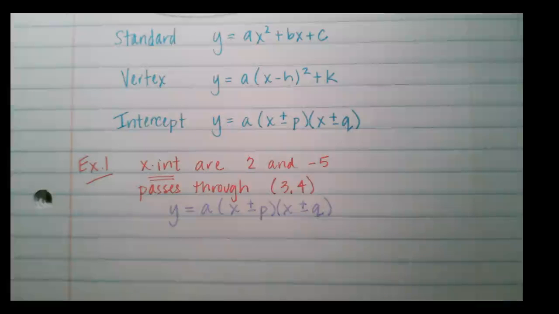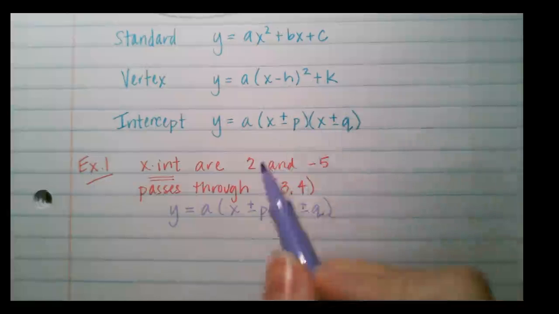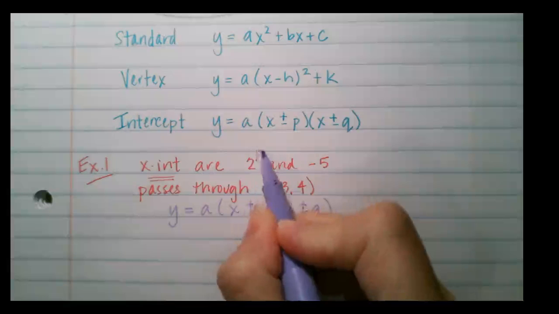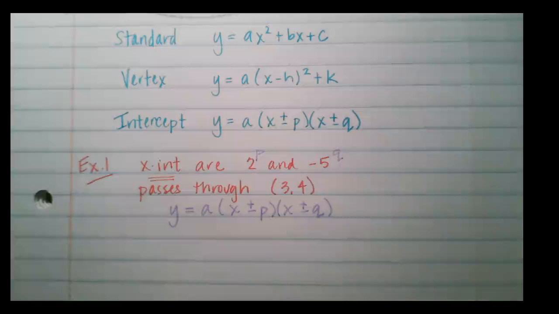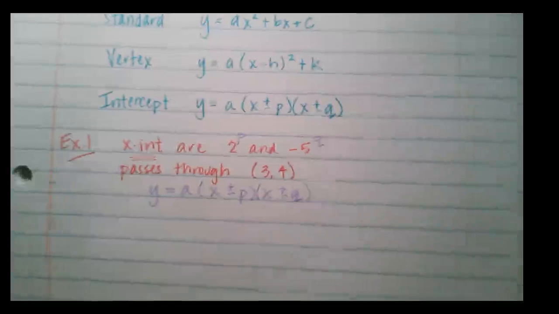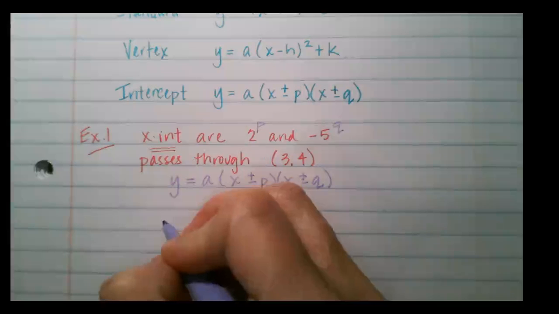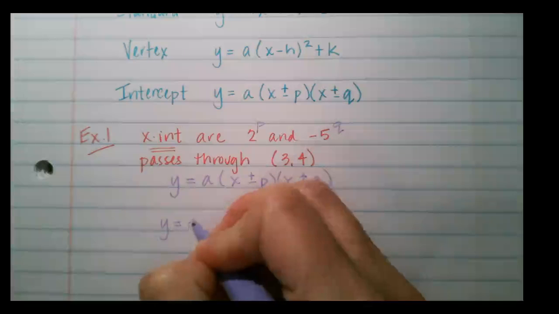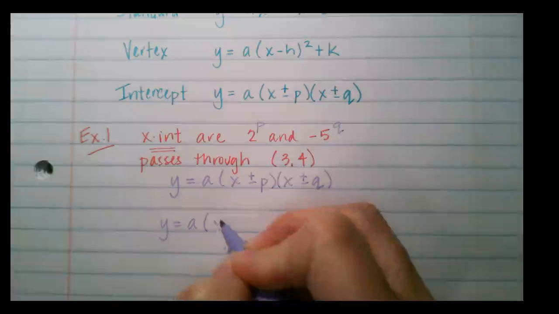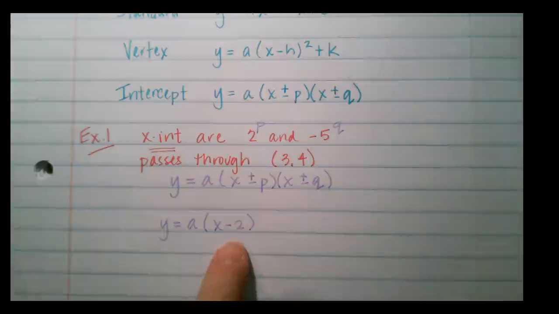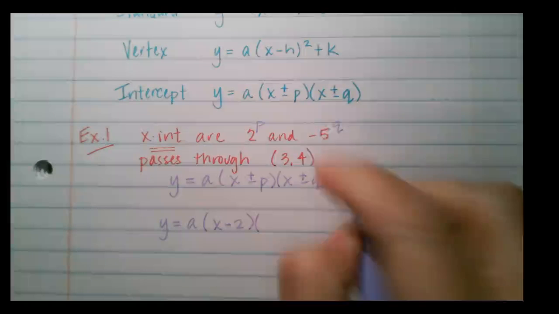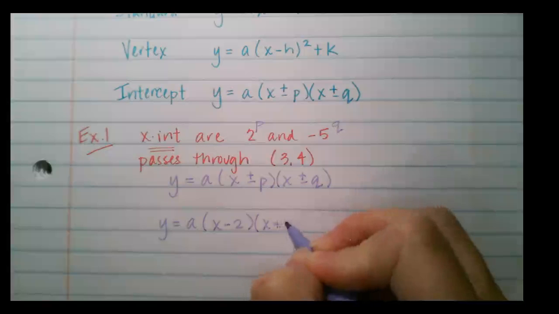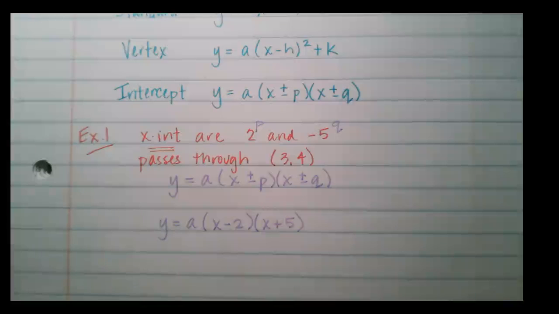So this is what I mean. I know that if the x-intercepts are 2 and -5, then that's going to be my p and my q. So I can go ahead and say that I know that y equals a, and then since one of the x-intercepts is 2, that's going to be x minus 2, and since the other is -5, that's going to be x plus 5. So I already have that going for me. Now what I need to do is figure out what the value of a is.